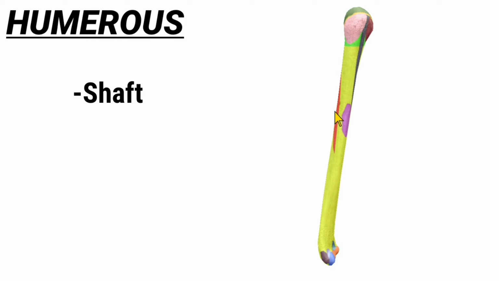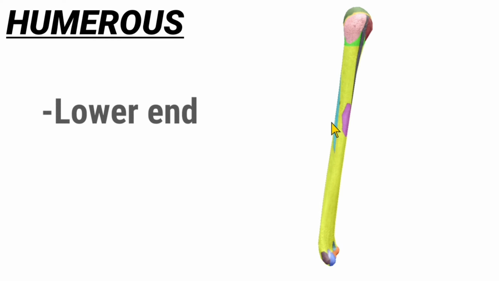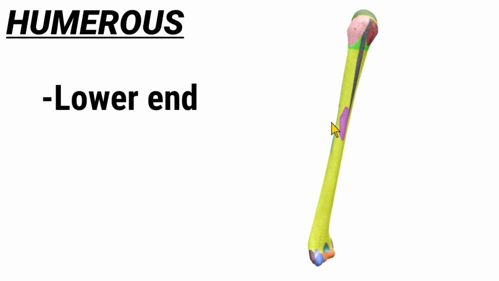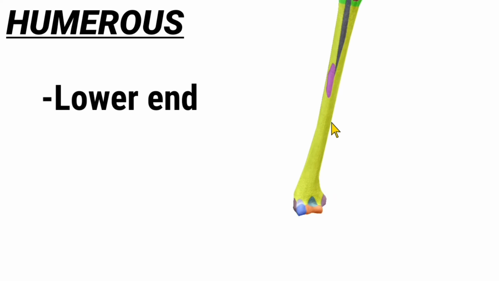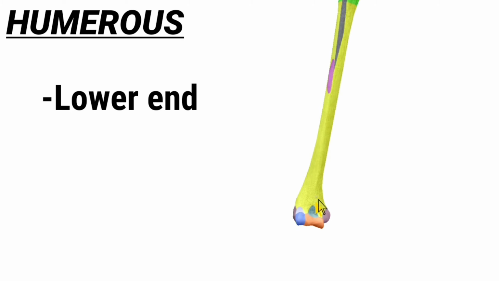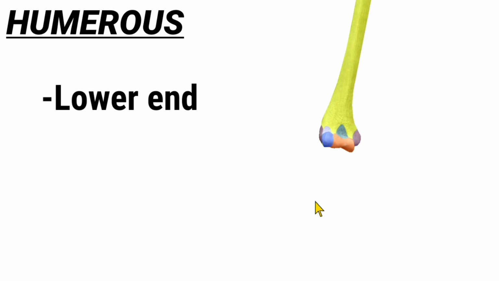Also in the middle part of the lateral border there is the radial groove. This is the radial groove, also called spiral groove. And now about the lower end. In the lower end we can describe, here is the structure, this is the capitulum and this is the trochlea. In the lower end there are articulating and non-articulating parts. These two structures, trochlea and capitulum, are articulating surfaces.